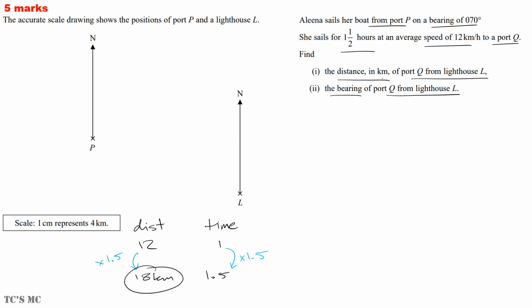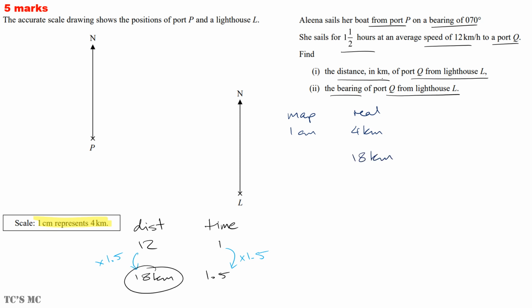Using the scale given to us, we can work out what to draw on the map. We have map and we have real. 1 centimeter is 4 kilometers in real life. We have 18 kilometers.